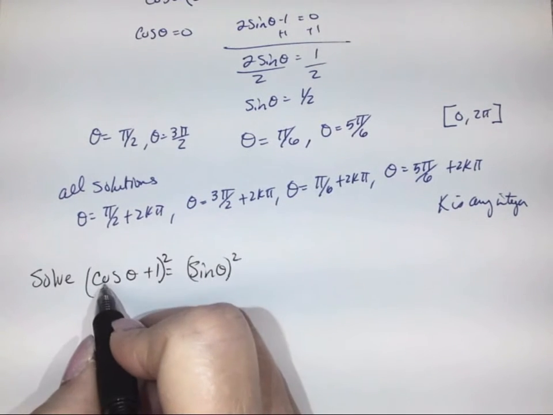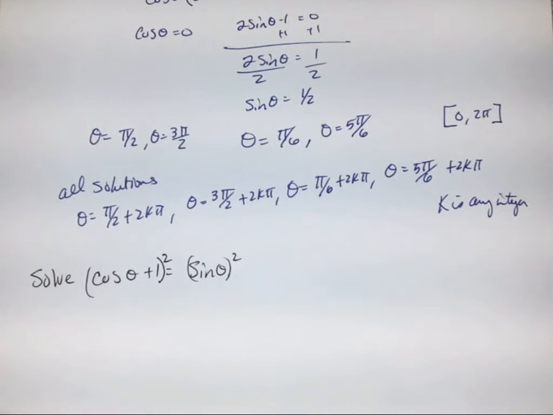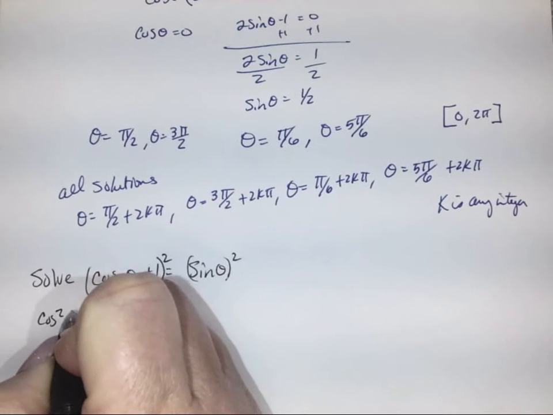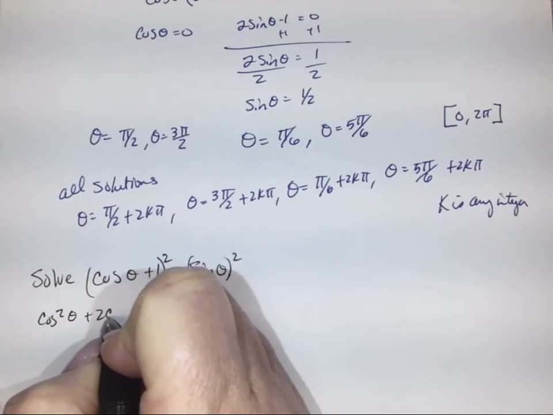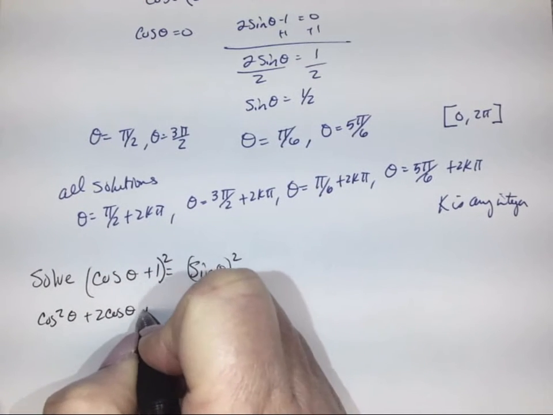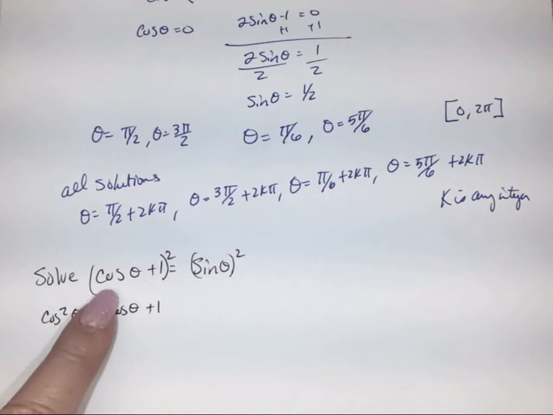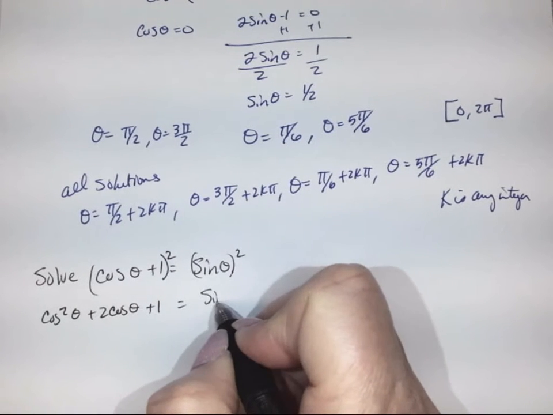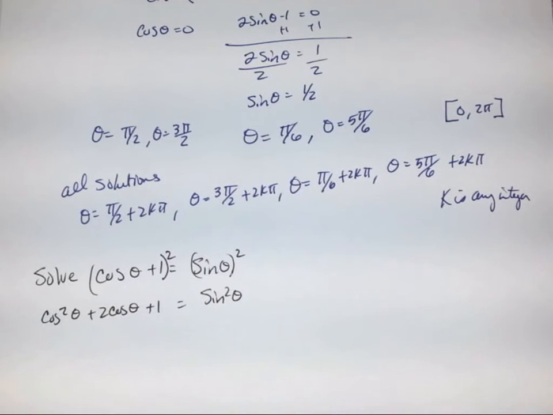So over here, we end up with cosine theta plus 1 squared. So that's cosine theta plus 1 times cosine theta plus 1. You multiply them together. So we're going to end up, when you multiply that, as cosine squared theta plus 2 cosine theta plus 1. So that's foiling this twice. And this is going to be equal to sine squared theta.